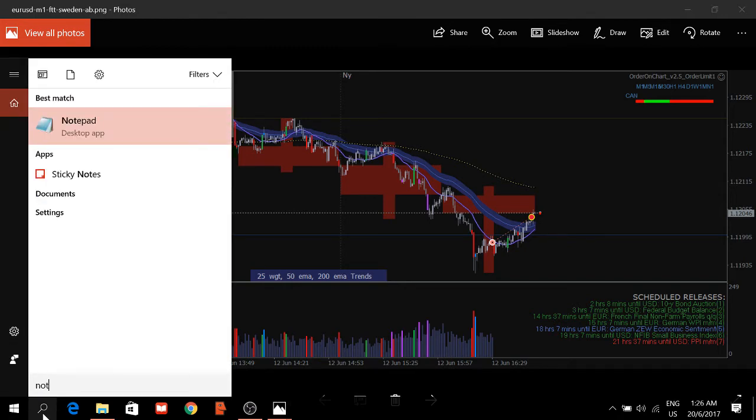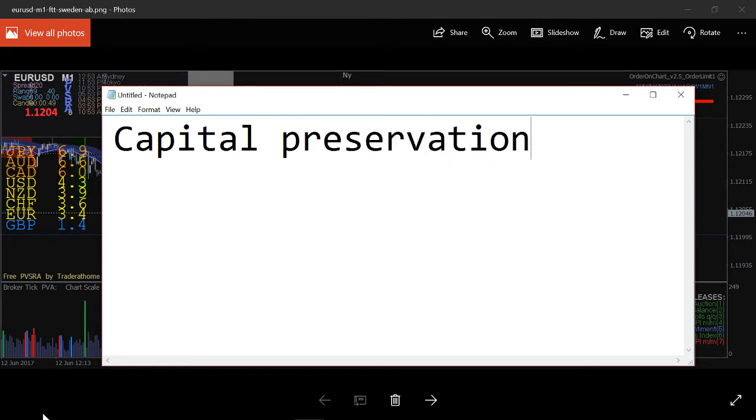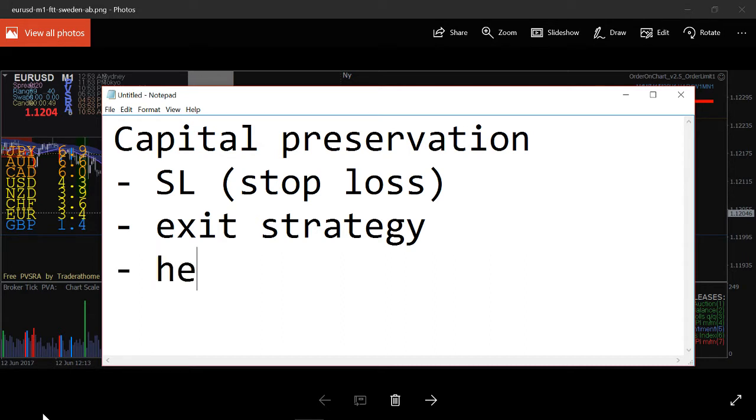Let's launch my notepad. What you need is capital preservation. You can have either a stop loss, or if you don't have a stop loss, you need an exit strategy. And for forex, some of you may even hedge, but let's not talk about this at the moment. Let's talk about stop losses. So how do you do stop losses?